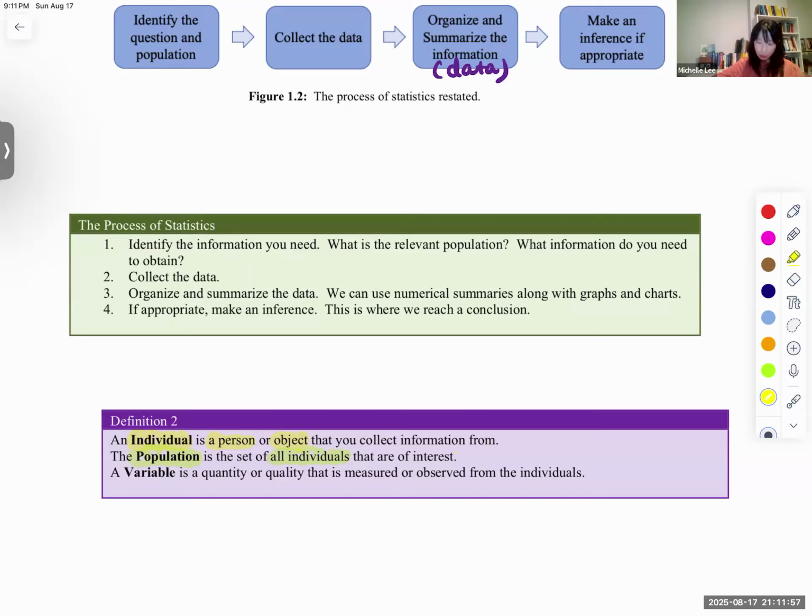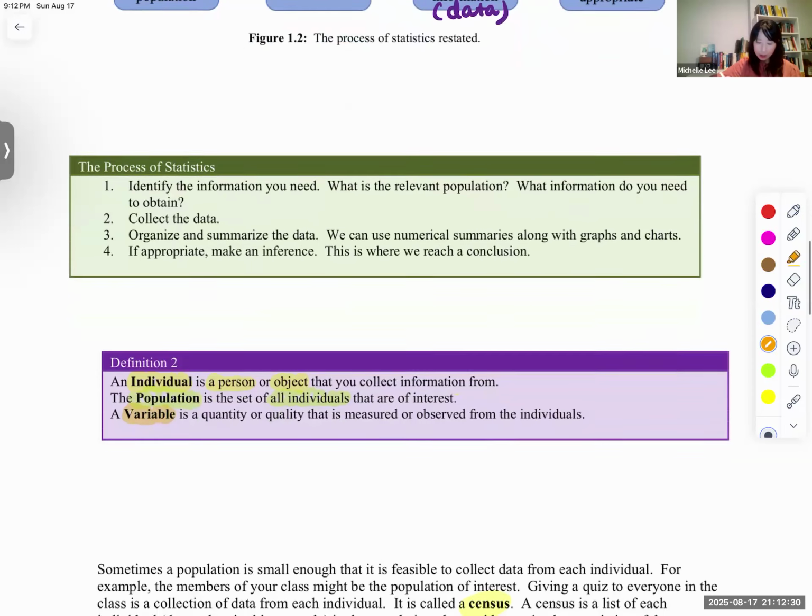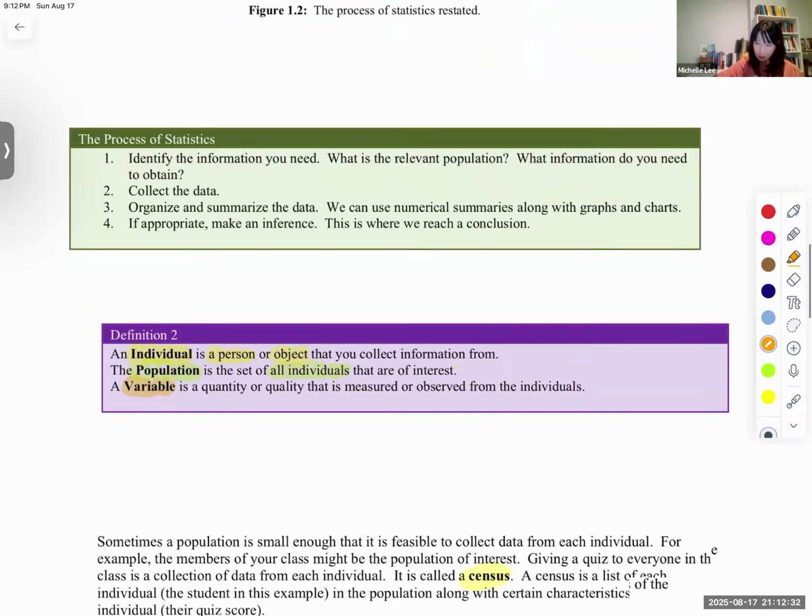Now, we have a variable. A variable is a quantity or quality that is measured or observed from the individual. So we have quantitative variables and we have qualitative variables, right? So measured or observed from that individual. Okay. All right. We're going to do an example soon.